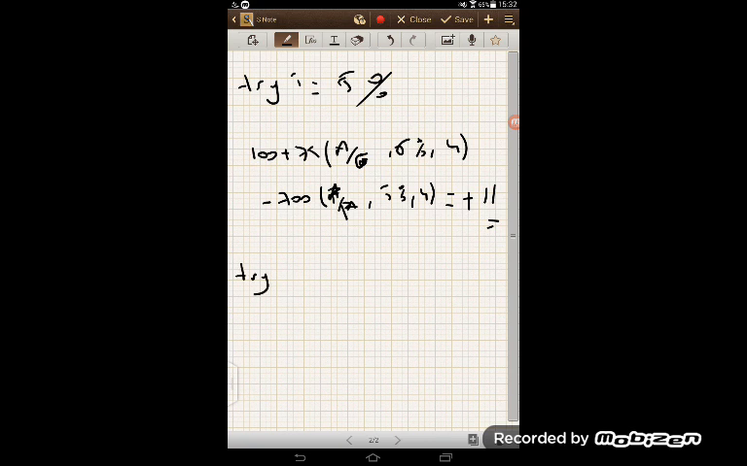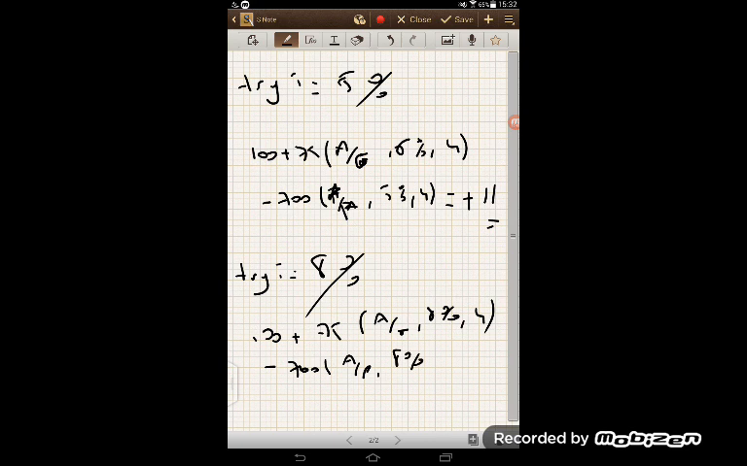So let's try I equal to 8%. I will use this formula again: 100 plus 75 A over G, 8%, 4, minus 700 A over P, 8% for 4. When we apply this equation, it gives us minus 6, so we are losing money, and it's not 0. This one is minus and the other is positive, so the answer is between 5 and 8.